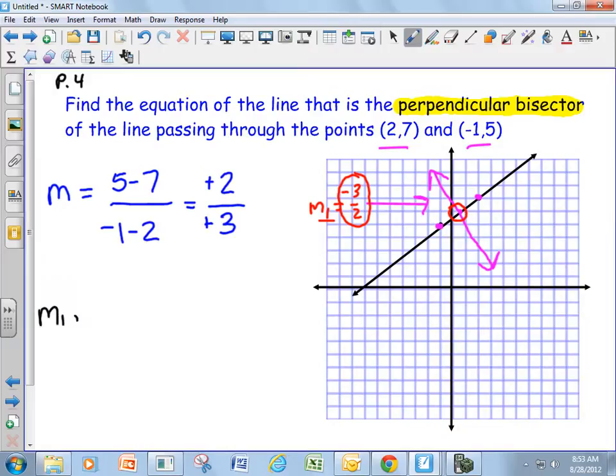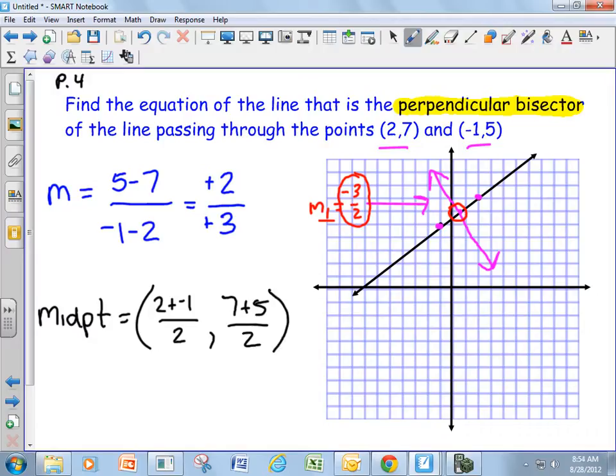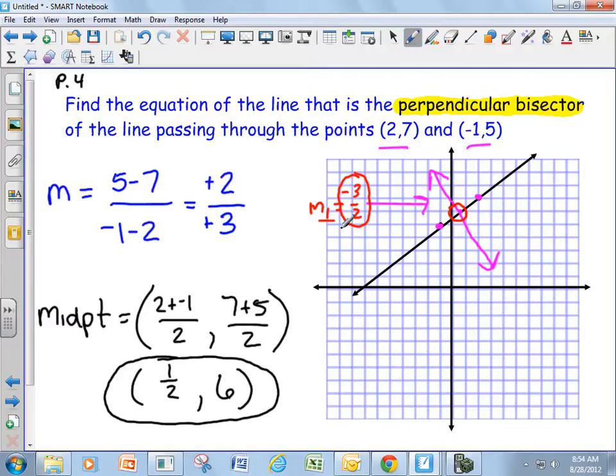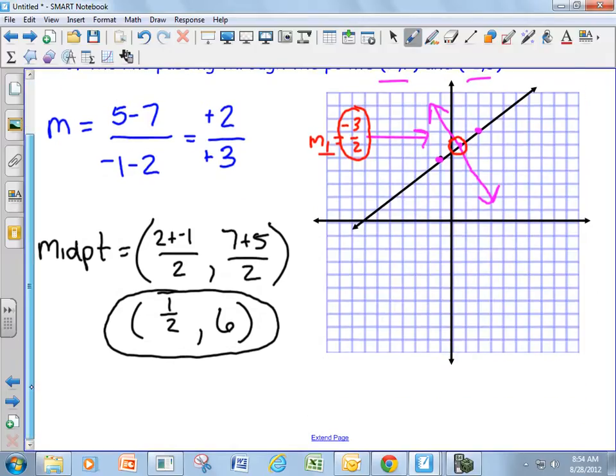So let's go ahead and calculate the midpoint. For the midpoint, we add the x's, divide by 2, add the y's, divide by 2, and then 12 over 2 is 6. So it looks like our midpoint is (1/2, 6). This is critical information number 2. Once you have a slope and a point, folks, you can go ahead and write an equation.